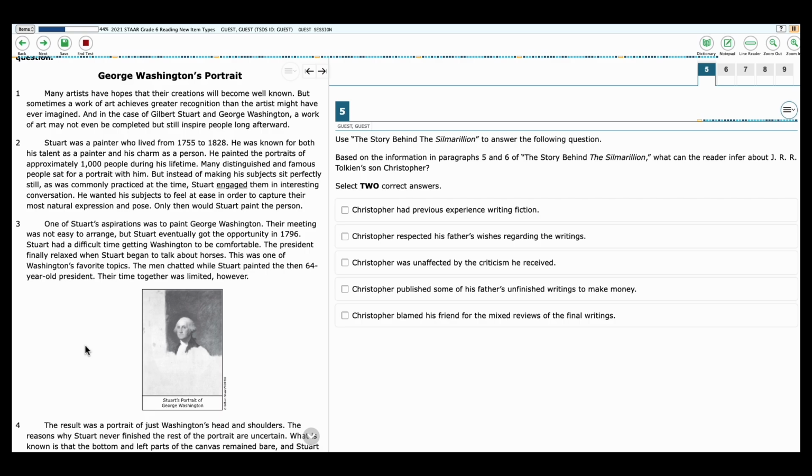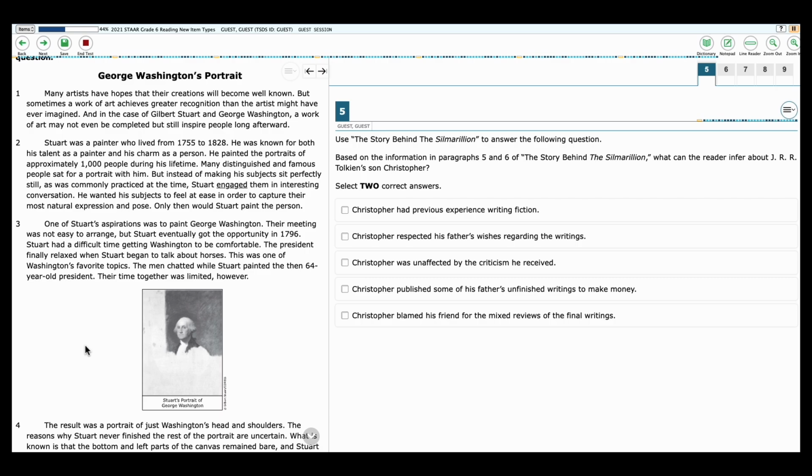But instead of making his subjects sit perfectly still, as was commonly practiced at the time, Stuart engaged with them in interesting conversation. He wanted his subjects to feel at ease in order to capture their most natural expression and pose. Only then would Stuart paint the person.